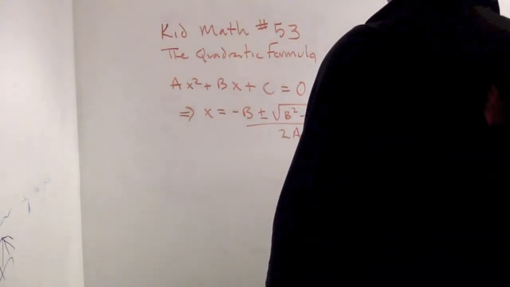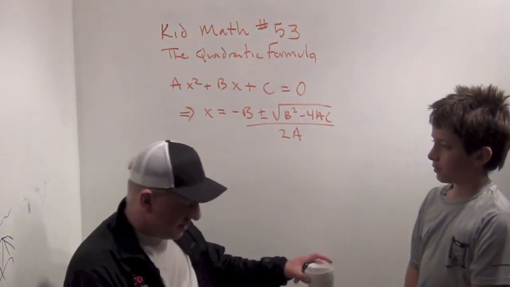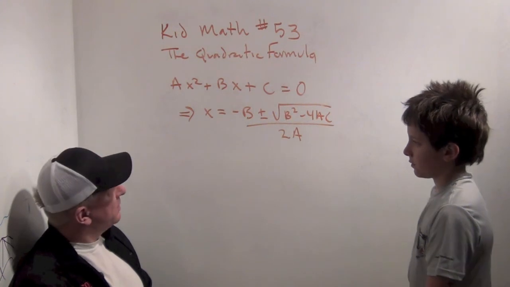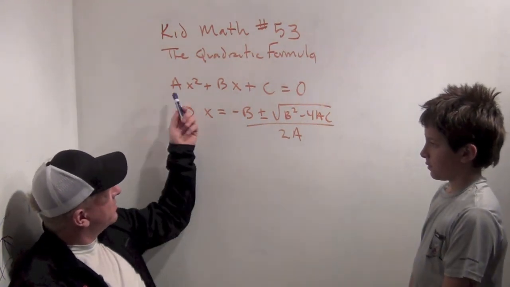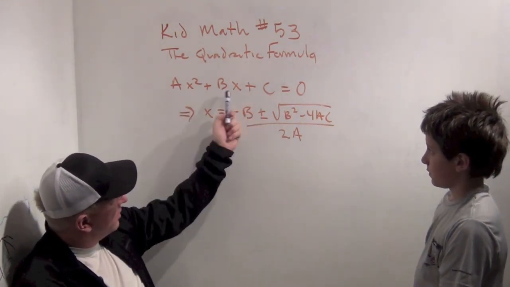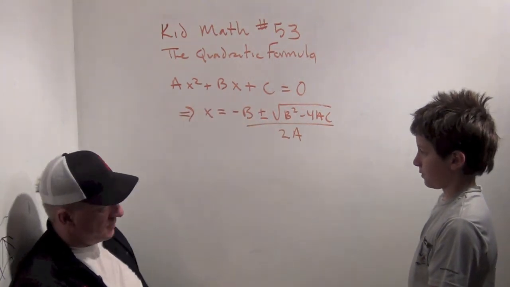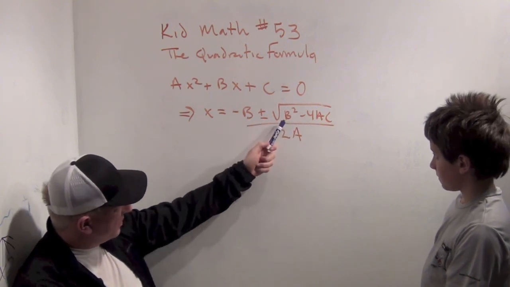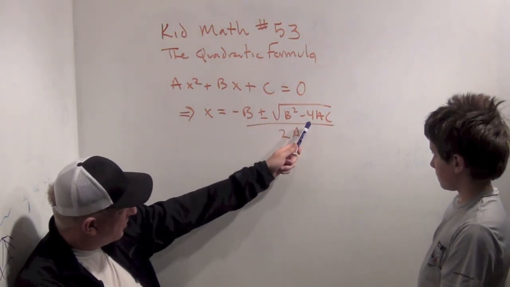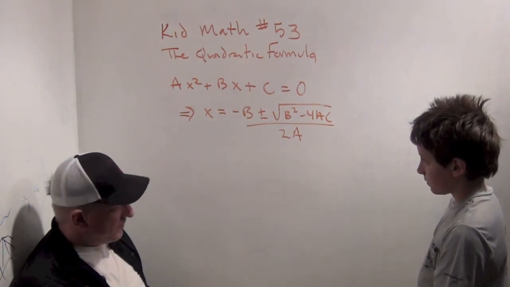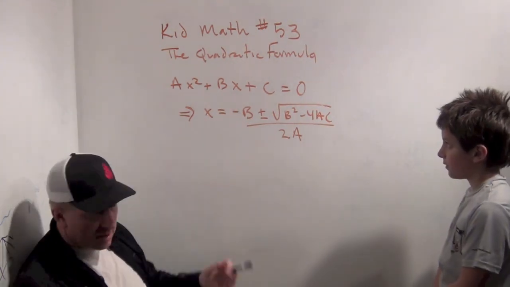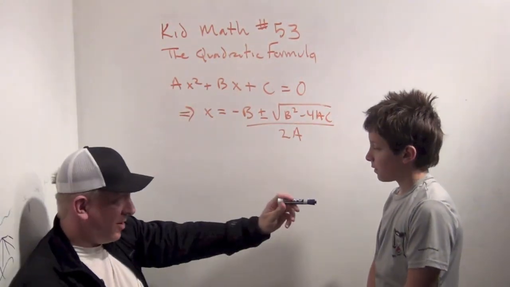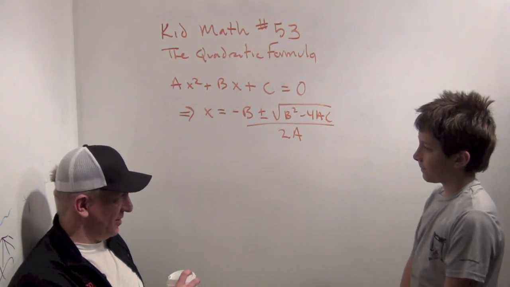KidMath number 53. So we spent the morning deriving a really neat formula in math called the quadratic formula. And the quadratic formula tells us how you solve a quadratic equation in general. And here's what the solution is. X equals minus b plus or minus the square root of b squared minus 4ac, all over 2a. Okay? Can you tell me a couple of the ideas that went into how we went from here to here? Because tomorrow I'm going to have you give a lecture about it.